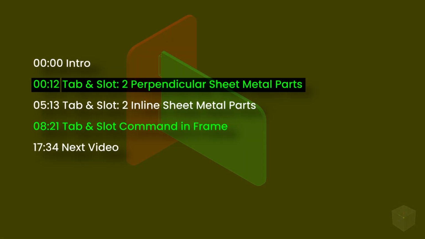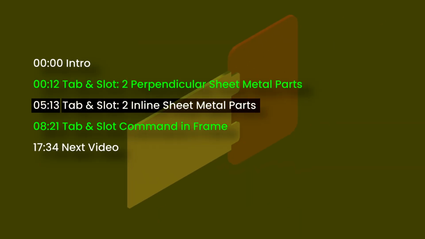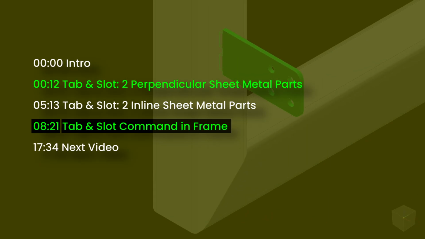Well, Joy, let's take a look at the tab and slot command. We'll look at using it for 2 perpendicular sheet metal parts, 2 inline parts, and we'll use a workaround to use it with a frame.